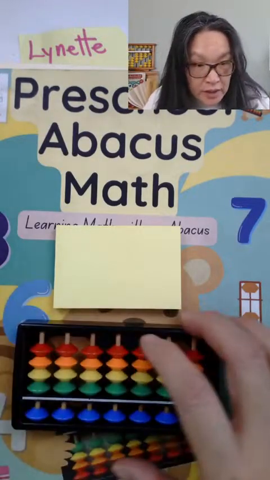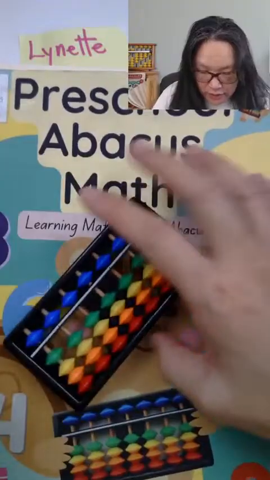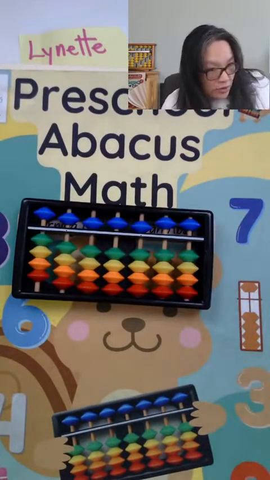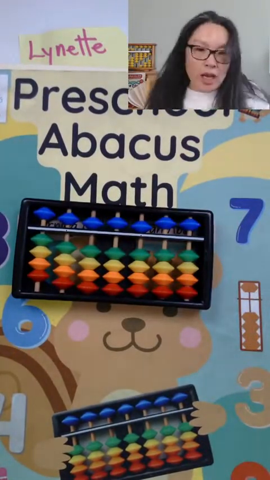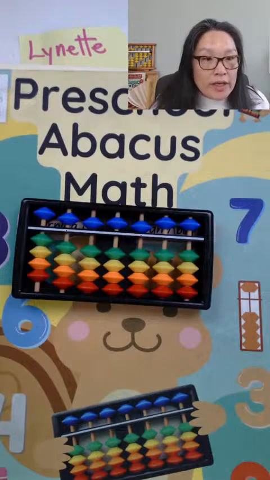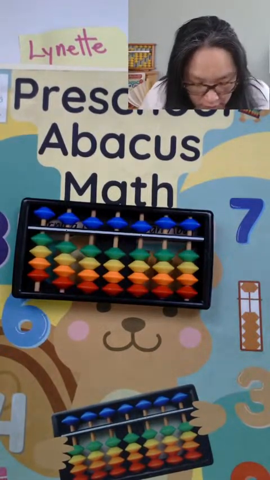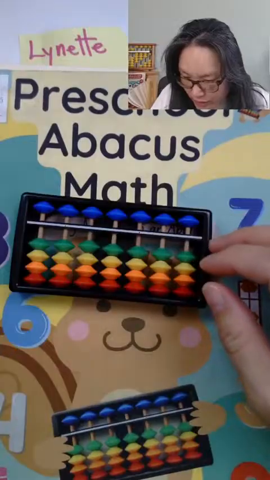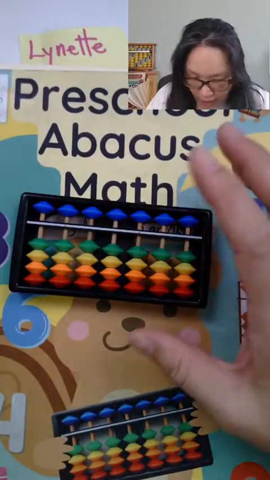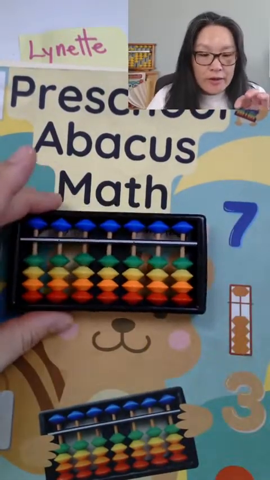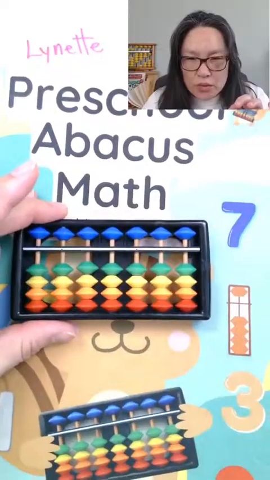Even better. All right. So what we're going to do is talk about the abacus and how to count on the abacus. Okay. If we are ready, we are going to start counting. Now, what we need to do is understand how to read the abacus, because that's how we all start.